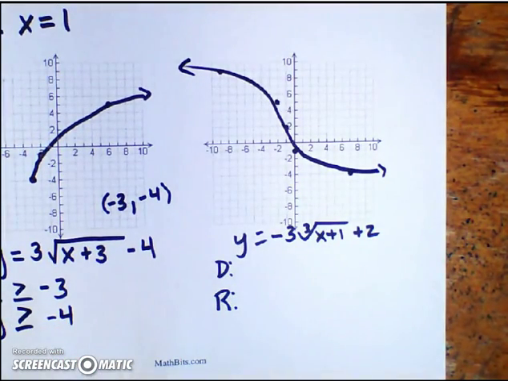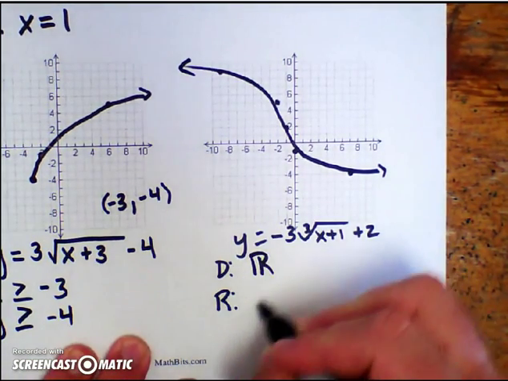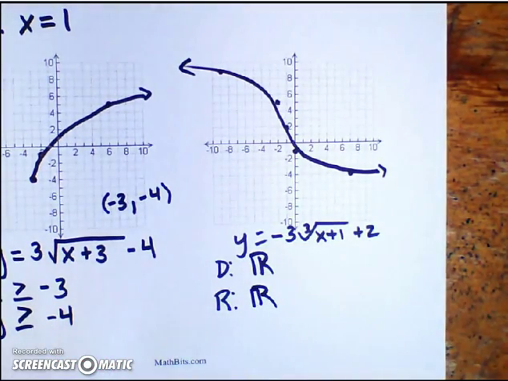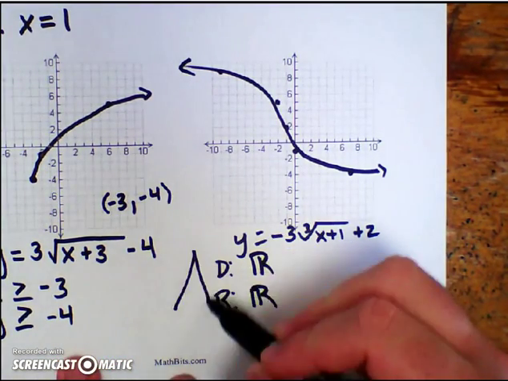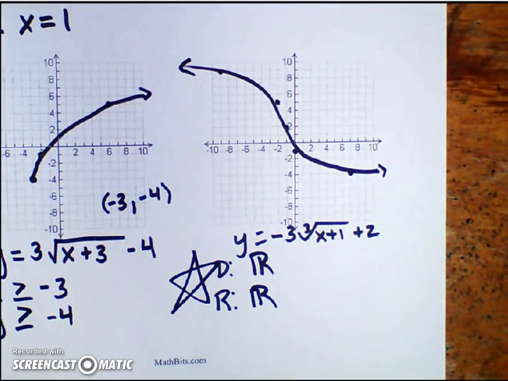Now your domain and range, every single time, no matter what the question is, if it's a cube root, it's always all real. So put a big star next to that. That's easy points. Okay, easy points.